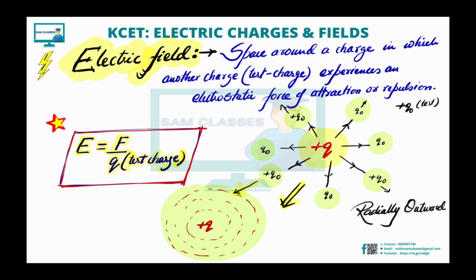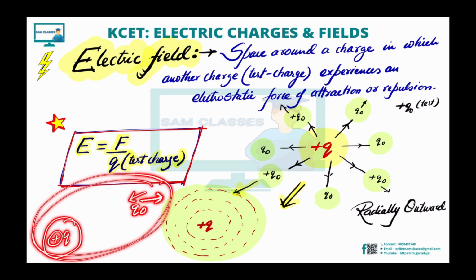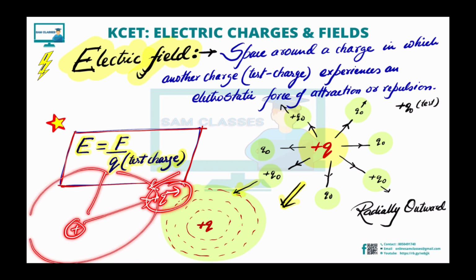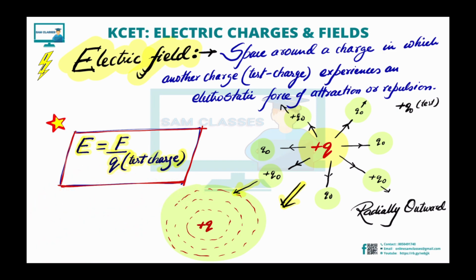Now if I'm bringing a test charge and getting a force, but I'm not able to see the charge, it means what? The charge is here. Whether we see it or not, we can feel its effect. So the space around a charge in which we can feel its effect, whether we are able to see it or not, that is the electric field of that charge. Till that space, the electric field of that charge is there. That's why we are able to experience that force.